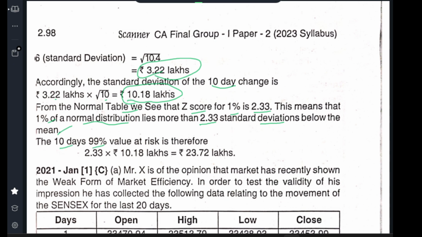So the 10-day risk of 10.18 into 2.33 is 23.72 lakhs. That is the total risk, the value at risk. 23.72 lakhs is the value at risk.